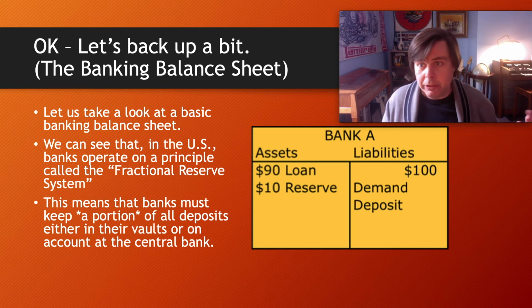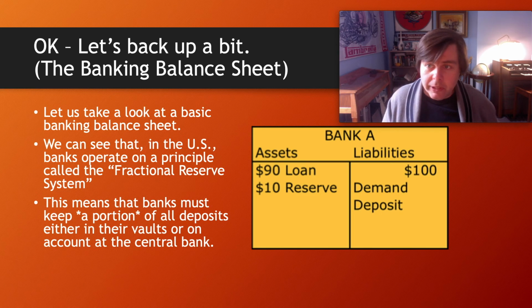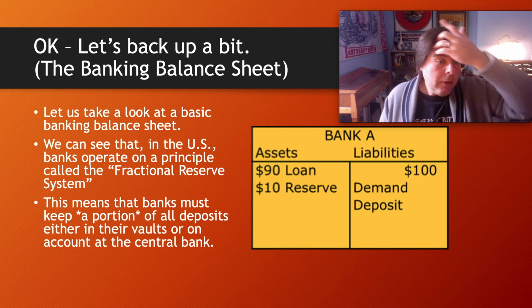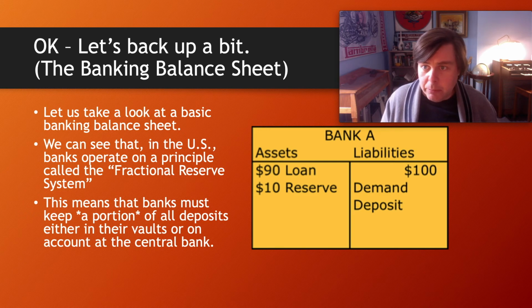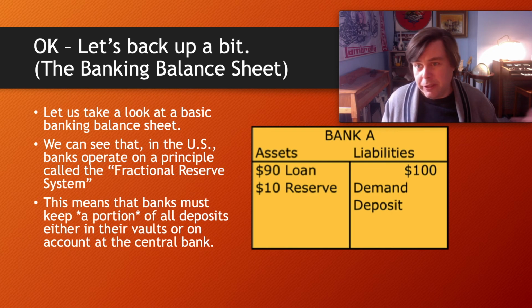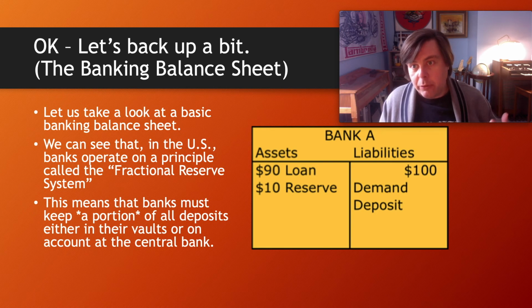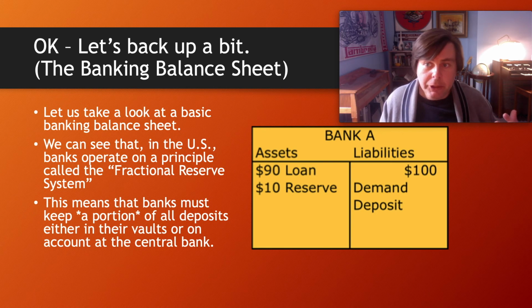Now, in this example, and in all the examples I'm going to do in this class, I'm just going to make it 10%. The reality is that the required reserve fraction varies by account type. Very liquid accounts, like checking accounts, have a higher reserve, and very illiquid accounts have a lower reserve. That reserve is set by the Federal Reserve within a range set by the U.S. federal government.